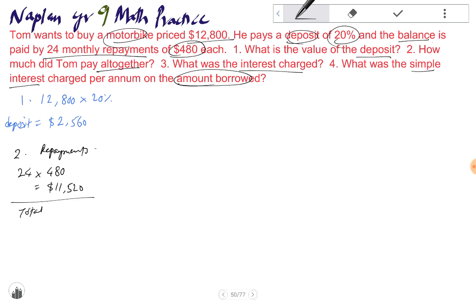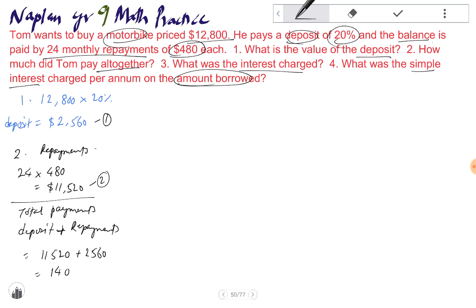Okay, now we need to know how much Tom paid altogether. So total payments would be deposit plus the repayments. We simply add this from number 2, 11,520, and this from number 1, plus 2,560. So total payments made were $14,080. So I'm just going to bracket the answers.